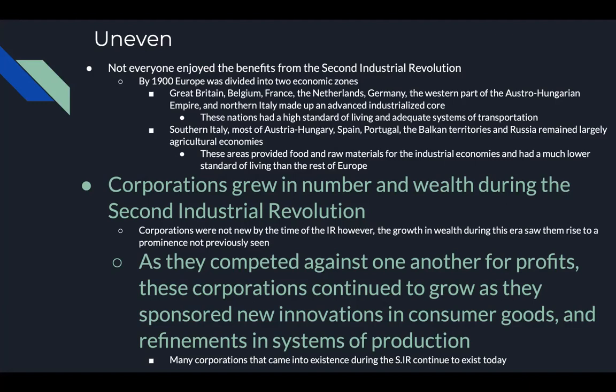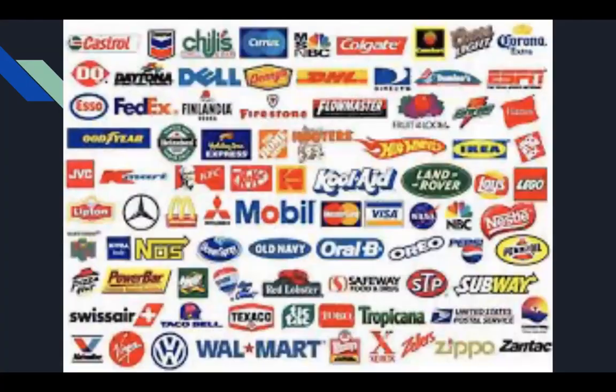Corporations grew in number and in wealth during the Second Industrial Revolution. Corporations were not new by the time of the Industrial Revolution. However, the growth of their wealth during this time saw them rise to prominence never before seen. As they competed against one another for profits, these corporations continued to grow as they sponsored new innovations in consumer goods and refinements in systems of production. Many corporations that came into existence during the Second Industrial Revolution still exist to this day.